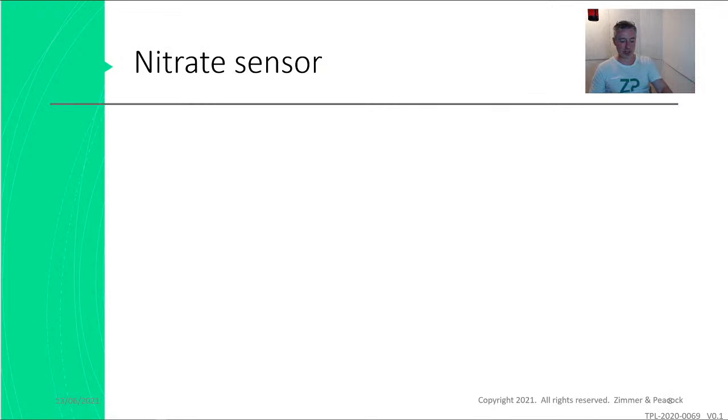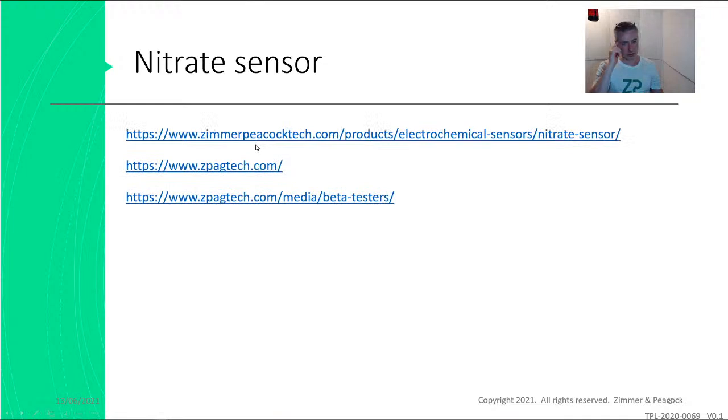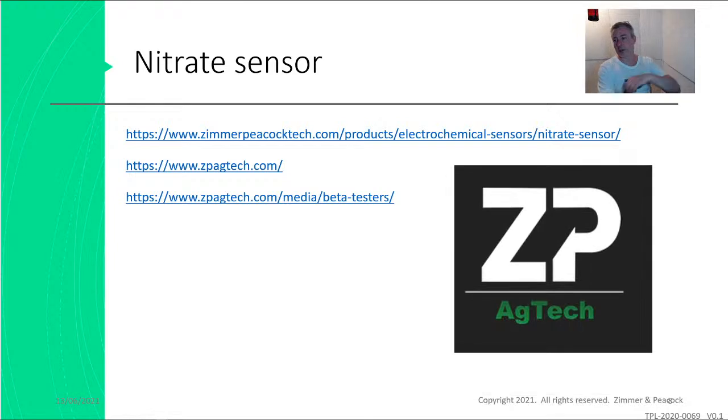Now the nice thing about the nitrate sensor is the reason there's not too much of a data sheet up about it, and I will put these links in the description, just to remind me to put them up. What I'm going to talk about is a website that you might not be super aware of, called the ZP AgTech website. Now, the reason we don't have much of a data sheet on the nitrate sensor is we're not trying to sell it. We are actually trying to give it away. By give it away, I mean it's free. But it's free with some clauses.